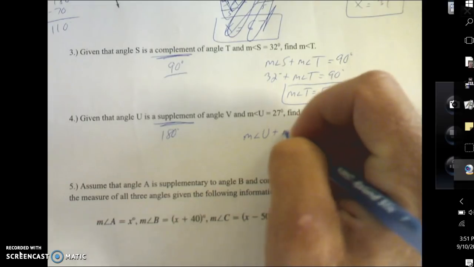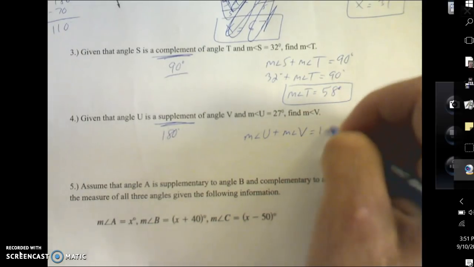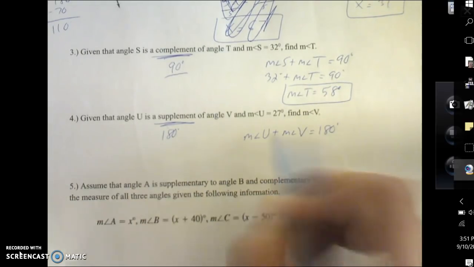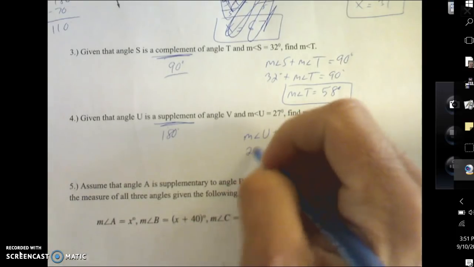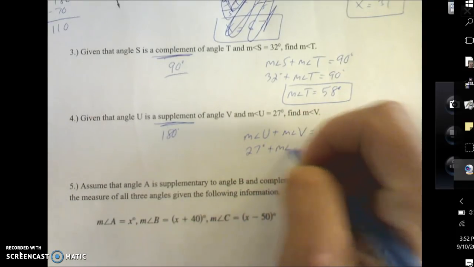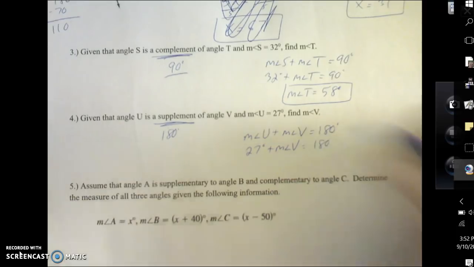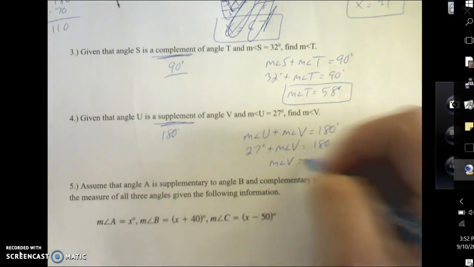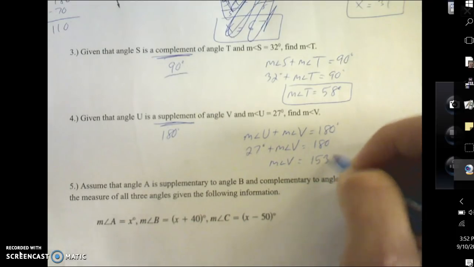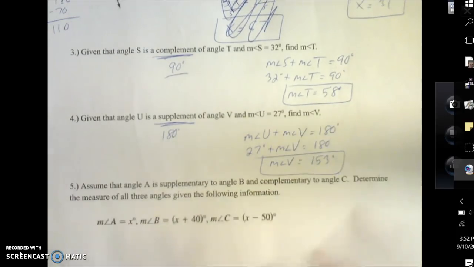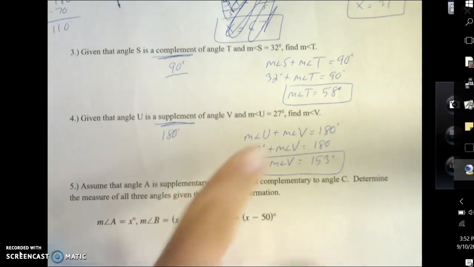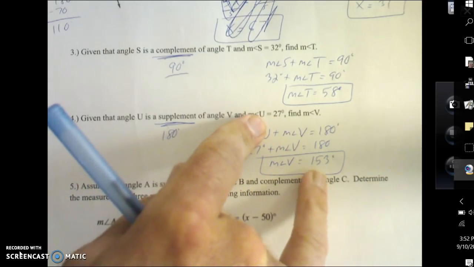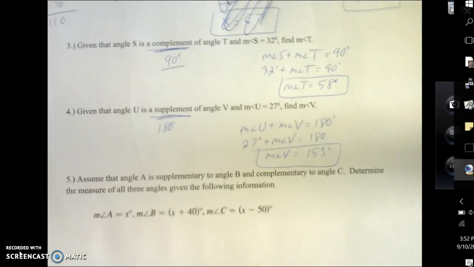Measure of angle U plus the measure of angle V equals 180. We know that U rather is 27 degrees. Okay, subtract 27 over, 153 degrees. Okay, and again, we can easily check ourselves. 27 and 153 add to 180. We know we're good. Okay.